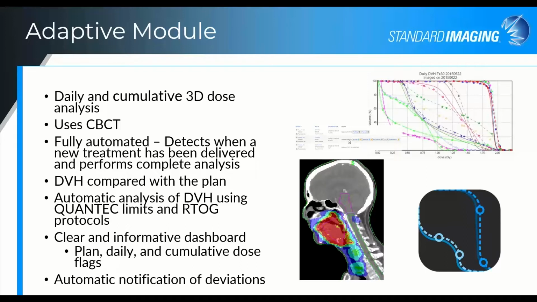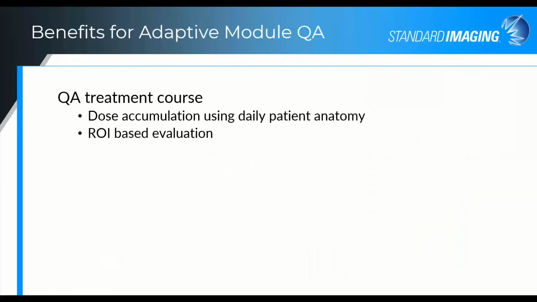I'll show you the dashboard live later. This is a small snippet of the dashboard if you can see my mouse. And you can see ROI-based alerts, and they show in the different color coding the planned daily and cumulative dose flags. And so from those, we can go ahead and see where there are issues to be investigated further. And of course, there are the same automatic notifications of deviations that I described earlier for the in vivo module.